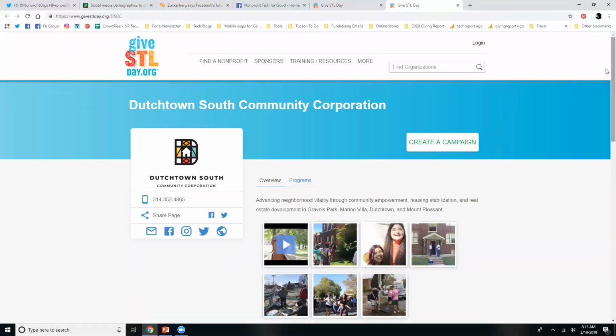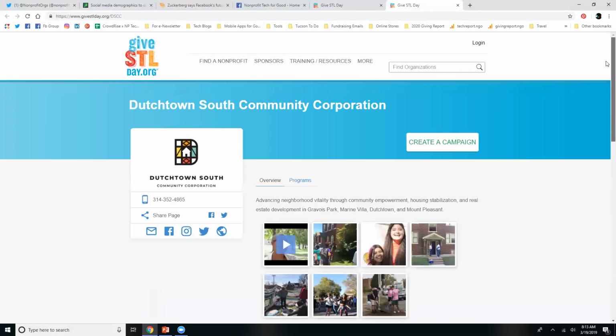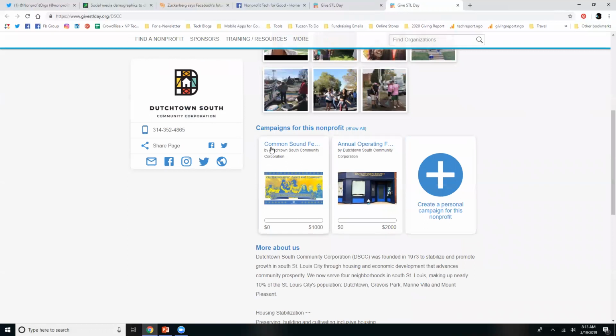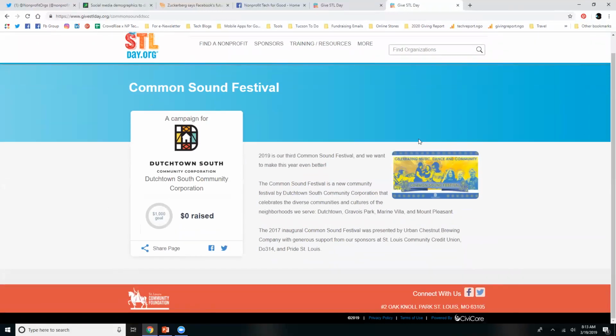You could make the decision to link directly to a profile where your campaigns are listed down below. I wouldn't suggest that, but it's up to you. That's one extra click that somebody has to make. They have to scroll a little bit down to see it, and then they're going to have to hit either schedule your donation, when that goes live April 2nd, or make a donation when that becomes available on Give STL Day.